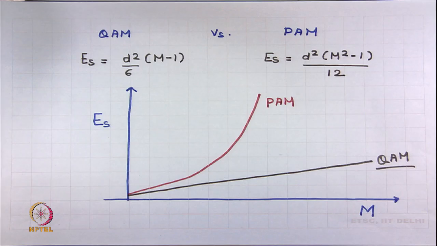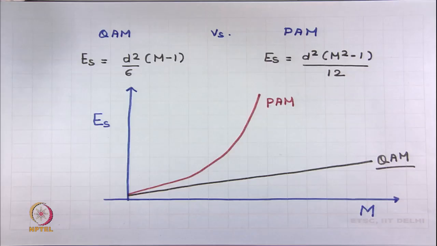More importantly, we have also seen that if we look at the average energy per symbol in QAM versus PAM, in PAM the energy per symbol increases with M square, whereas in QAM the energy per symbol increases with M, and thus in QAM the average energy per symbol is much smaller than what you would require in PAM, and thus for higher M, PAM should never be used, you should go with QAM.